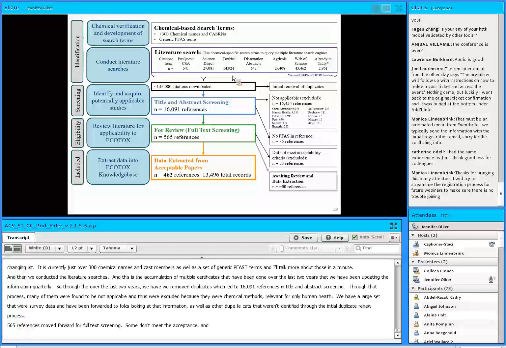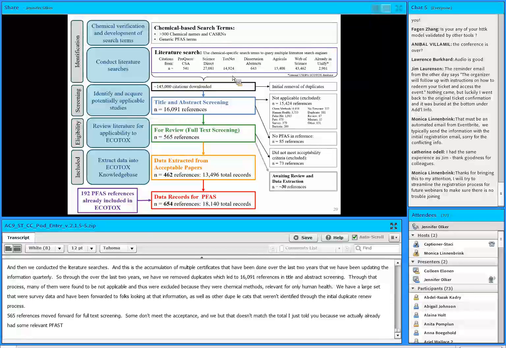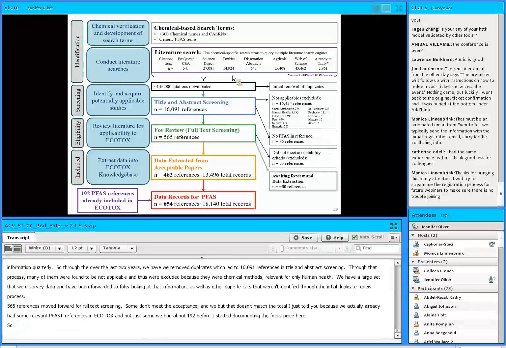13,496 records. However, that doesn't match the total I just told you because we actually already had some relevant PFAS references in ECOTOX, and not just some. We had about 192 before I started documenting the focused PFAS effort here. So currently there are 654 references for PFAS in ECOTOX with data extracted.